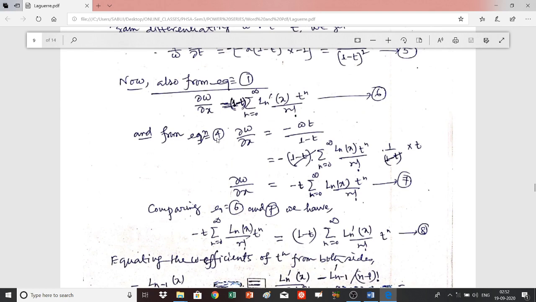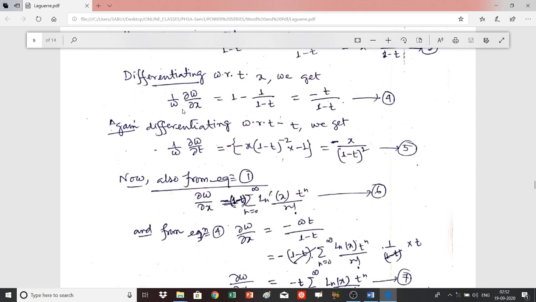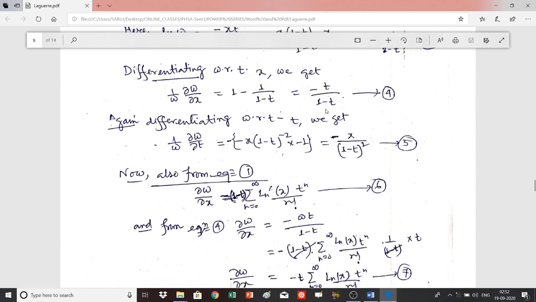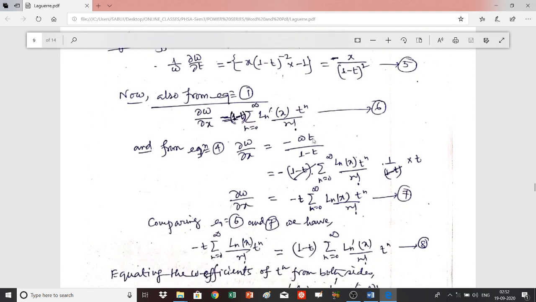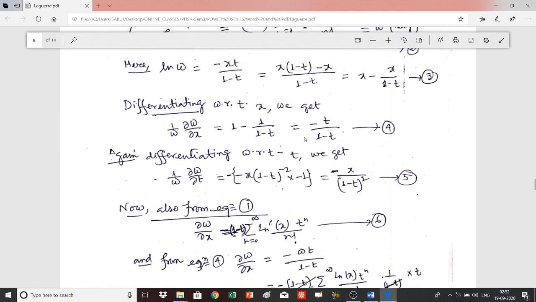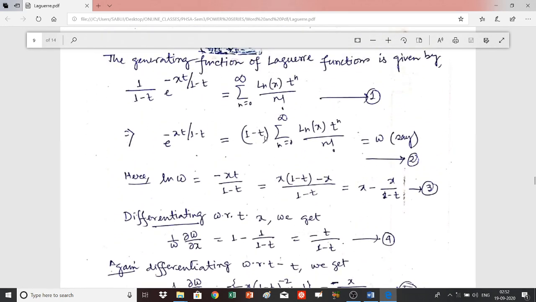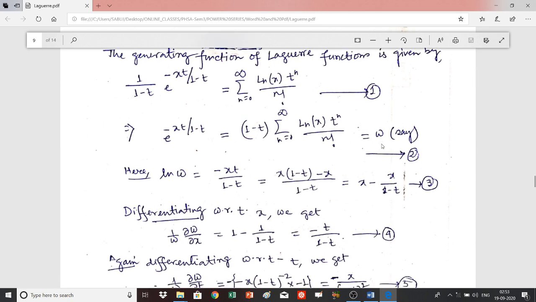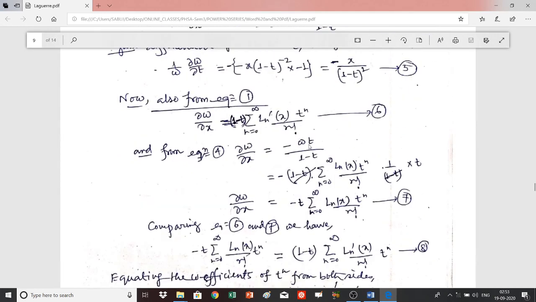And from equation 4, you also see that del omega del x will be minus omega t by 1 minus t. That is also written here. Now just substitute the value of omega, which is written in this form, 1 minus t and this term, in place of omega in this equation. If you do this, after simplification, where all the calculations are given here, you will get del omega del x equal to minus t, sum over n equals 0 to infinity, L n x, t to the power n by n factorial. This is equation number 7.